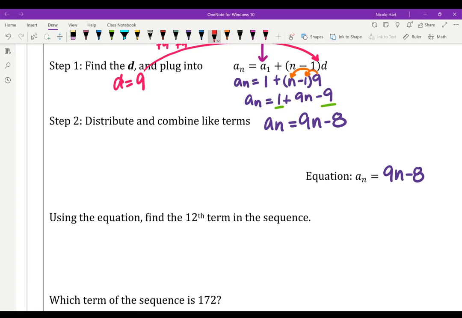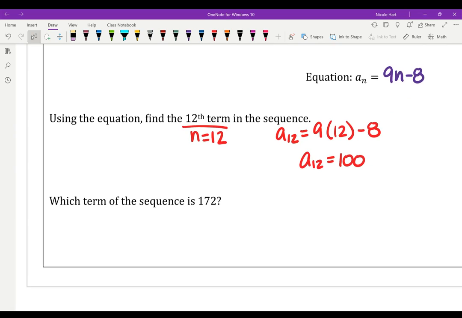And then from here, the next question asks us to find the 12th term in the sequence. In order to find the 12th term, that means our n is equal to 12. So we are going to plug that into our equation. a sub 12 is equal to 9 times 12 minus 8. 9 times 12 is 108, minus 8. So a sub 12 is going to be 100.